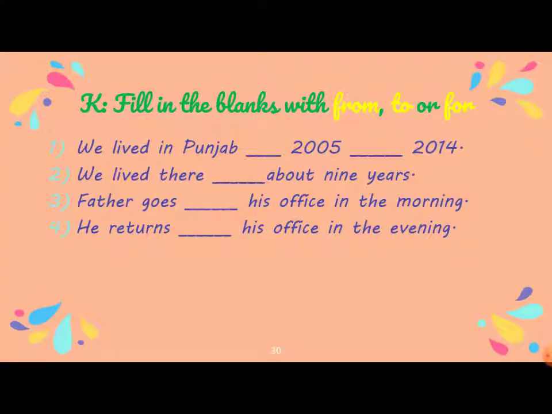So next exercise, okay. Fill in the blanks with from, to or for. First sentence, we lived in Punjab from 2005 to 2014. We lived there for about 9 years. Father goes to his office in the morning. He returns from his office in the evening. Try to solve the rest of the sentences.